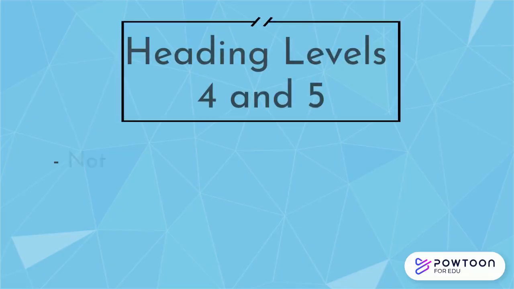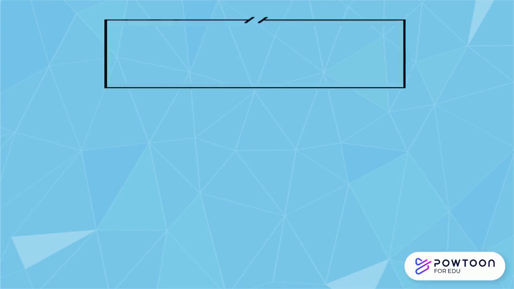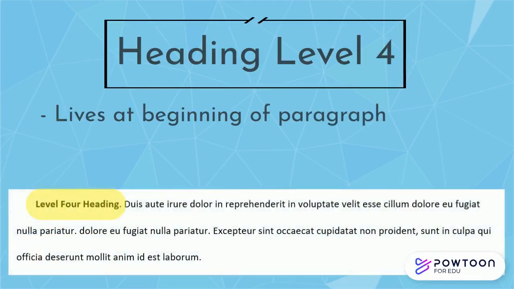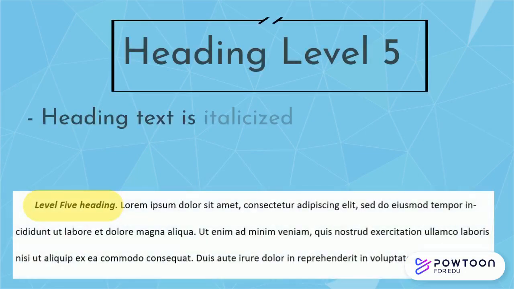Now this paper doesn't have fourth or fifth level headings, but it's still a good idea to be familiar with them. Fourth level headings are located at the start of a paragraph rather than on its own line. It's differentiated as a heading by being bolded. The fifth level heading is similar to the fourth level heading, but it's italicized as well as bolded and at the start of the paragraph.